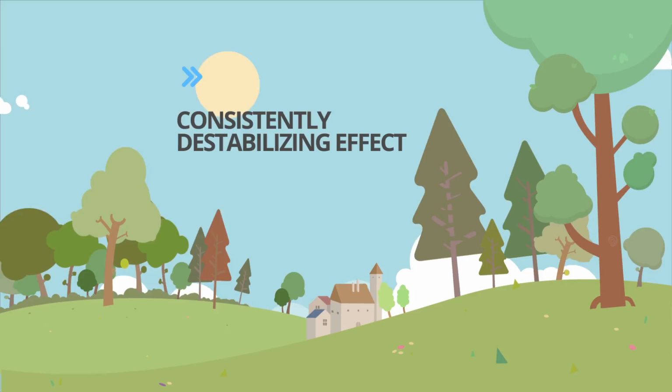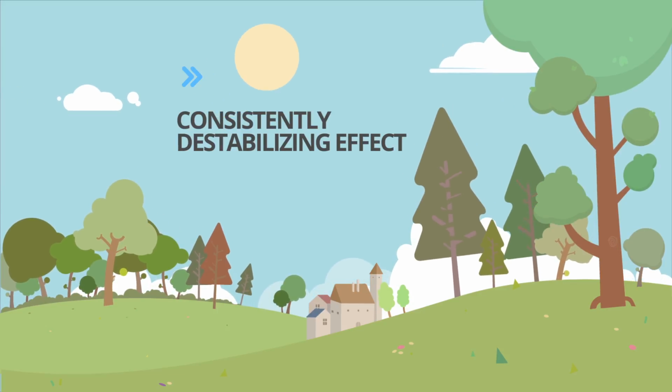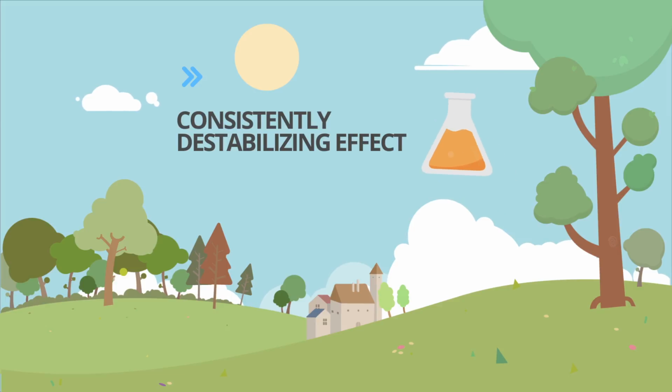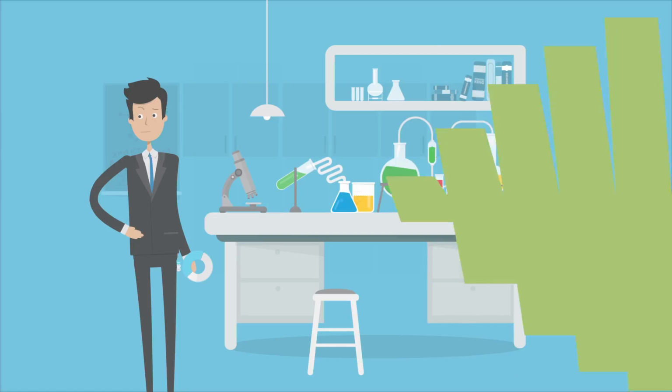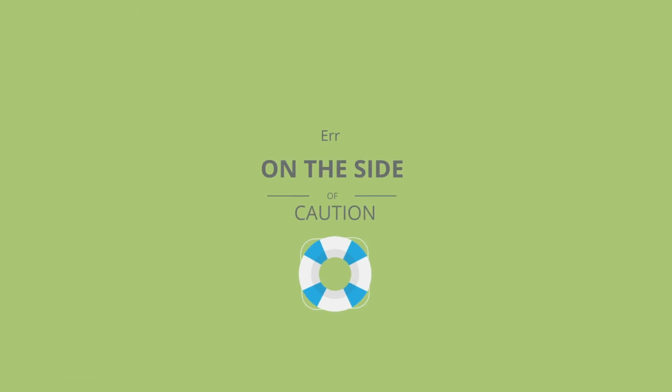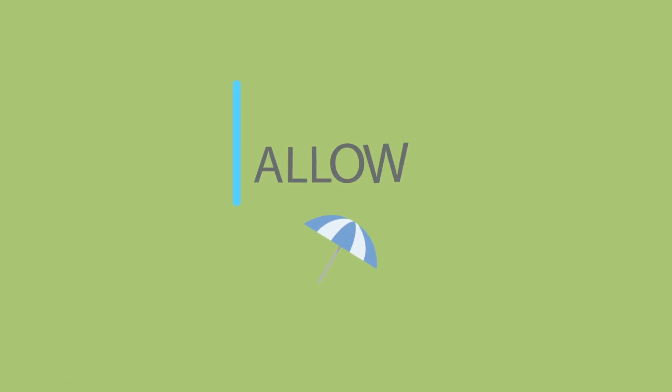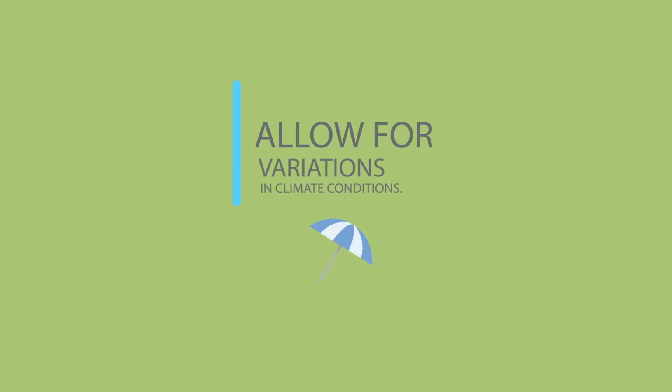It is this last aspect that is likely to have the most consistently destabilizing effect on Earth, and our actions at the local level, such as cutting down forests, polluting the seas, and burning fossil fuels, do have impacts on a global scale. It is very difficult to predict to a very precise degree what the effects will be. So it surely makes sense to always err on the side of caution and design local strategies for our sites that allow for variations in climate conditions.